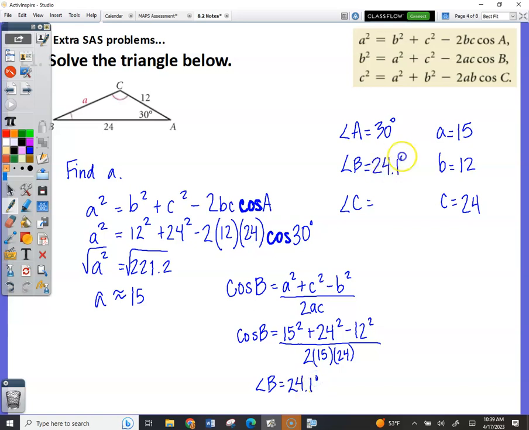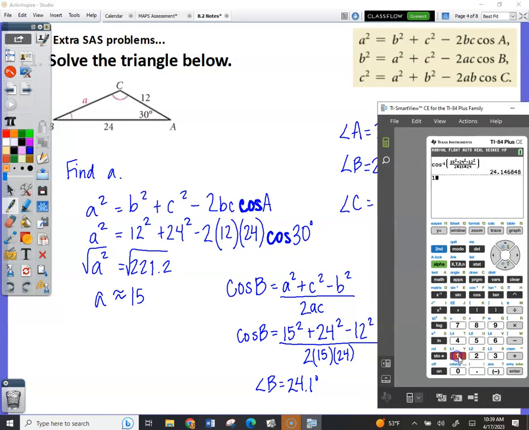And the way you finish this is your angles have to add up to what? 180 every time. So 180 minus 30 minus what you found for angle B. And that would be, in my case, because of the rounding, 125.9.